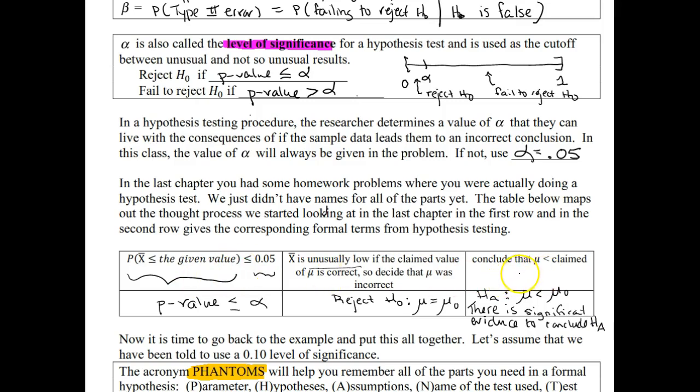So all of these steps that we were looking at in the last chapter dealing with these unusual values, we were really computing tail probabilities that were p-values. We were comparing to 0.05, which is really just a special value of alpha or level of significance. When unusual things happen, we said we don't believe the claim about the parameter anymore. And then depending on if it was unusually low or unusually high, we would conclude that the mean had shifted in that direction.